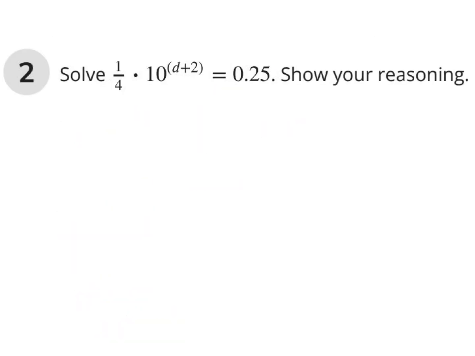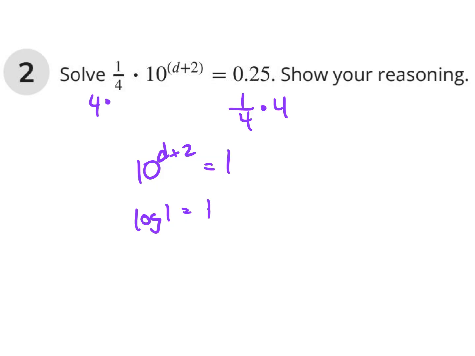Okay, solve this one. The first thing we have to do, because the 1/4 is multiplying, is multiply by 4. 25 is actually 1/4. So when you multiply by 4, you get 1. 10 to the d plus 2 equals 1. Log 1 equals d plus 2. The log of 1 is 0. Subtract 2, subtract 2. d equals -2.